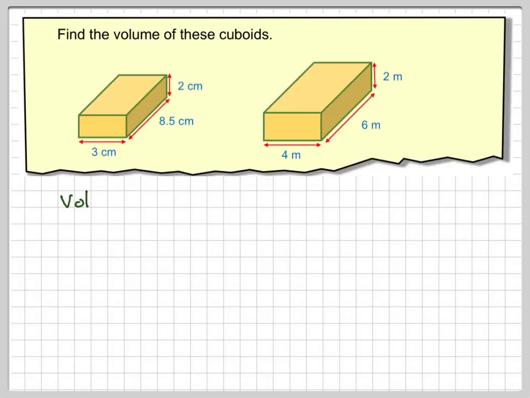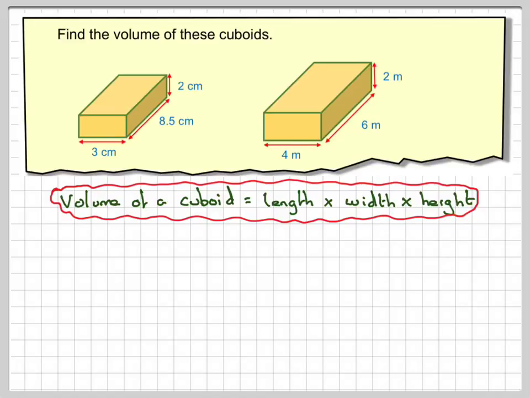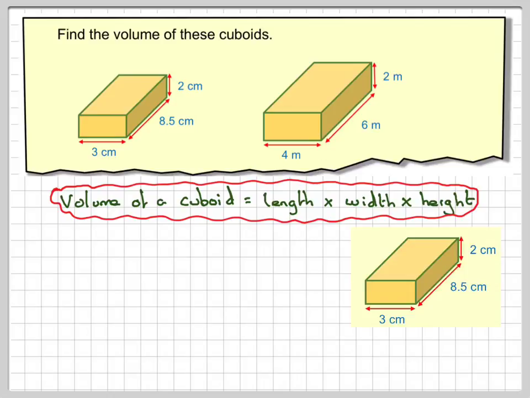Now, in order to find the volume of a cuboid, it's the length times the width times the height. It doesn't actually really matter what you call the length, what you call the width, or what you call the height. So, for the sake of being complete, we're going to call this one here, the longest side, the length, this one the width, and this the height, because that fits in with the meaning of those words.